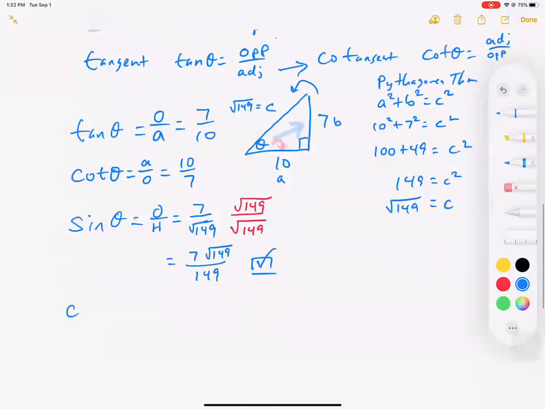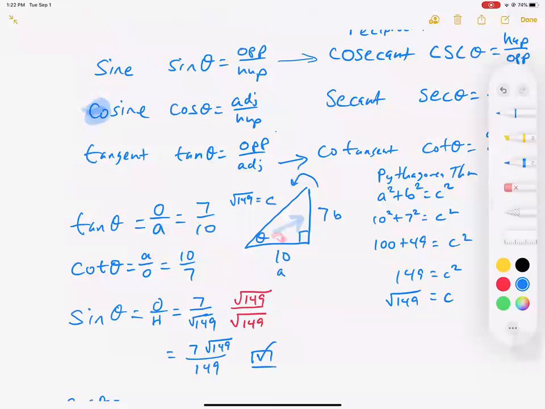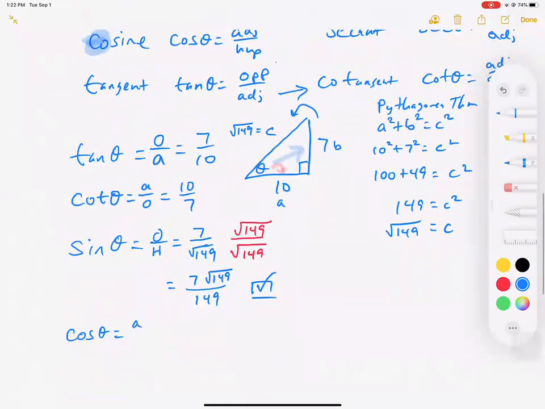What is the cosine of theta in this case? Let's look back at the top. Cosine is adjacent. Remember, cosine is your co-buddy. Think about co-pilots, co-workers, don't they work adjacent to you? So cosine is adjacent over hypotenuse. Looking at the triangle, the adjacent value right next to theta is 10. The hypotenuse is the square root of 149.